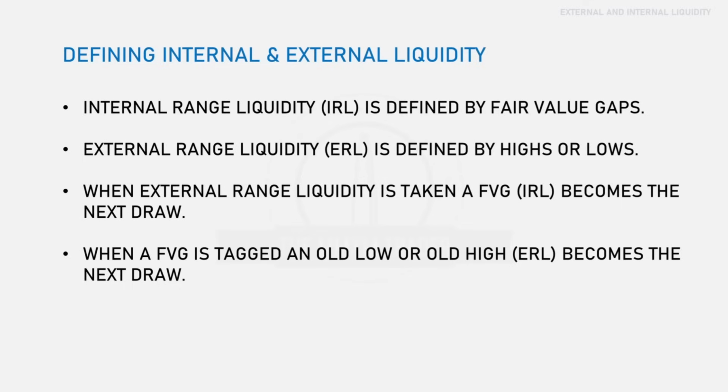Now, what is internal and what is external range liquidity? Internal range liquidity, or IRL, is defined by fair value gaps, so imbalances on your chart. External range liquidity is defined by old highs and old lows. When external range liquidity is taken, a fair value gap becomes the next draw on liquidity, and when a fair value gap is tagged, an old low or an old high, external range liquidity becomes the next draw.